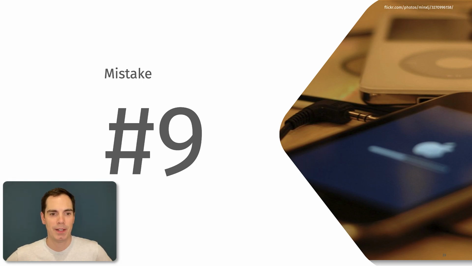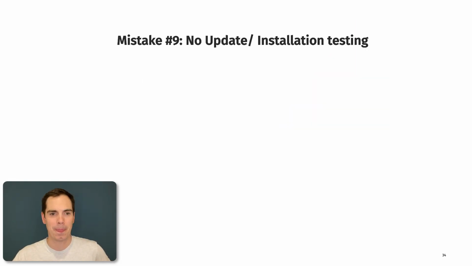So mistake number 9, what is this? You are not performing update and installation testing. This sounds easy, but it's usually forgotten. And I myself forget from time to time to do an update test. So update test means that you take the already live app version on the app stores, on the Google Play Store, for example, and you have a release candidate and you perform an update test.